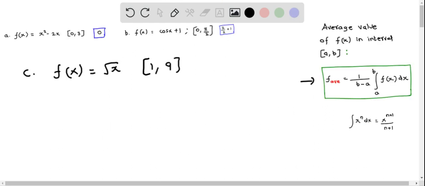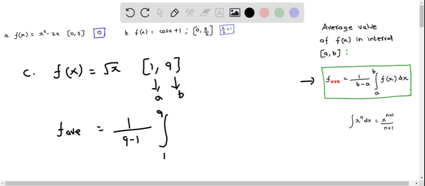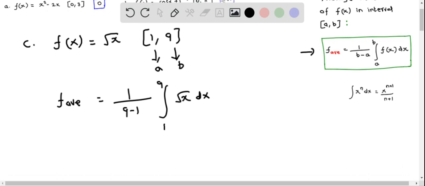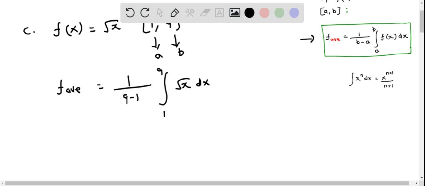In part C, we have f of x equals root x. So let's determine the average value of this function. Here a equals 1 and b equals 9. Therefore f average equals 1 over b minus a, that is 9 minus 1, times the integral from 1 to 9 of f of x dx, that is root x dx. So we have to integrate root x within the limits 1 to 9.